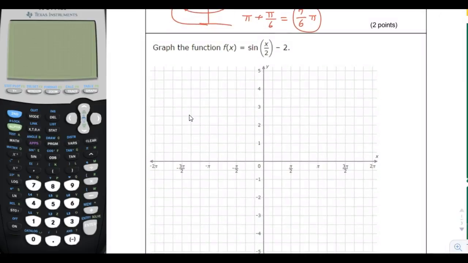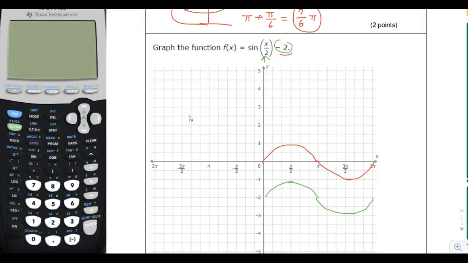We are going to graph the sine of x over 2 minus 2. First, we're just going to graph normal sine. Normal sine looks like this. Now we're going to graph sine lowered 2 units. If we lower sine by 2 units, we're going to have this, right? This is sine lowered by 2 units. Okay, we did that. Now we're going to adjust the period.